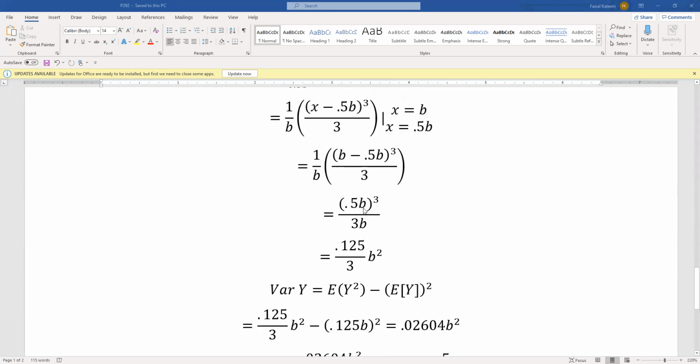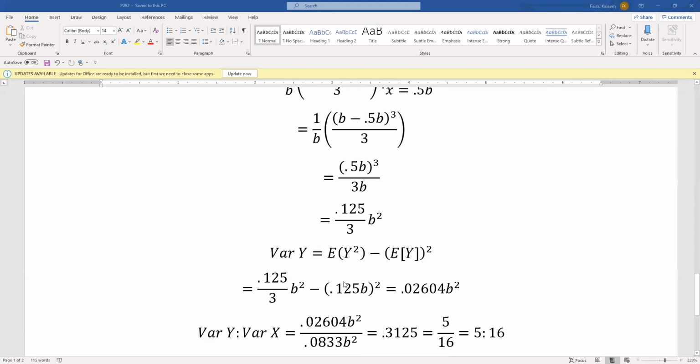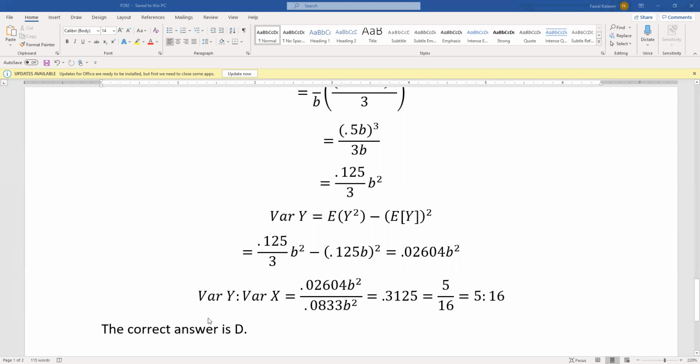So b minus 0.5b is 0.5b and whole cube. 0.125 is the cube of 0.5, and b cube over b is b squared. So the variance of y is E of y squared, which is this, minus E of y whole squared. E of y was 0.125b, and this simplifies to 0.2026b squared. And we needed the ratio of the variance of y to the variance of x. So you divide the variance of y by the variance of x, that's 0.3125.